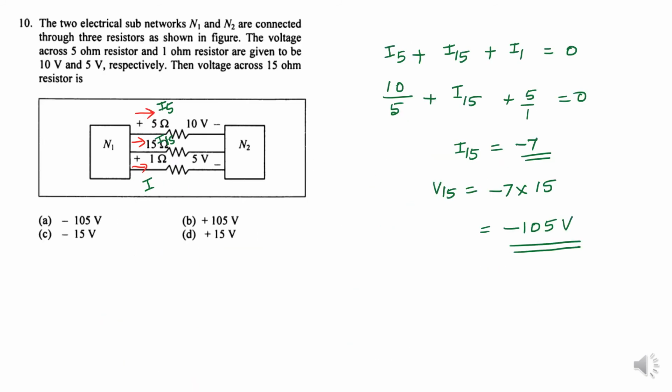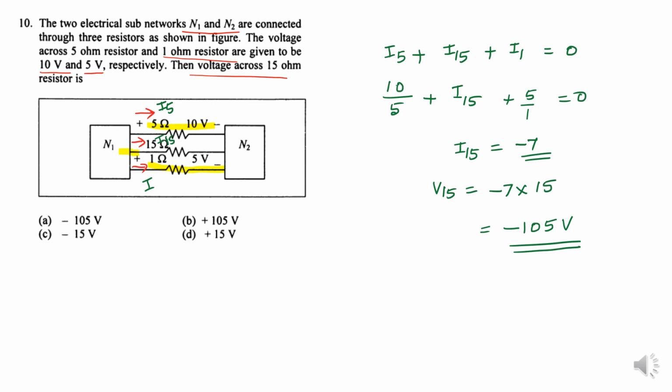Next problem. The two electrical subnetworks N1 and N2 are connected through 3 resistors as shown in the figure. The voltages across the 5 ohm resistor and 1 ohm resistor are given as 10 volt and 5 volt respectively. Then they have asked the voltage across the 15 ohm resistor. So first of all, the voltage across the 5 ohm resistor is 10 volt, and the voltage across the 1 ohm resistor is given. The middle one is not given.